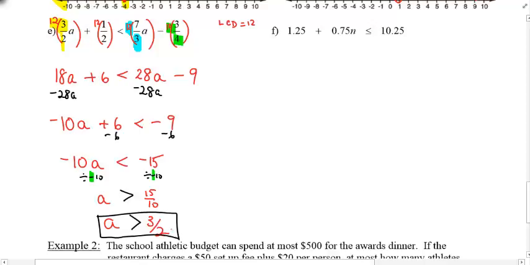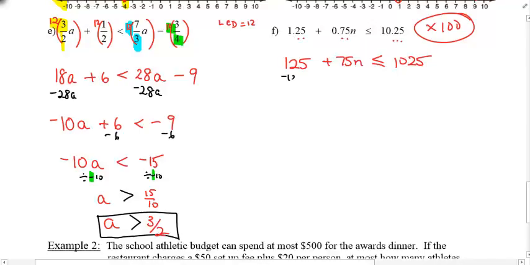Okay. F with decimals. You hate decimals? Multiply by powers of 10. Notice there are 2 decimals, or 2 numbers after the decimal place. That's 25 hundredths. This is 75 hundredths. 10.25, or 25 hundredths. So let's multiply everything by 100. So you get 125 plus 75n is less than 1025.